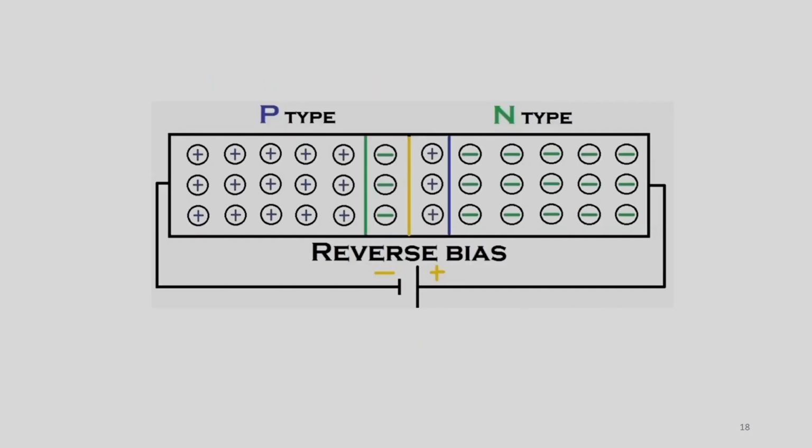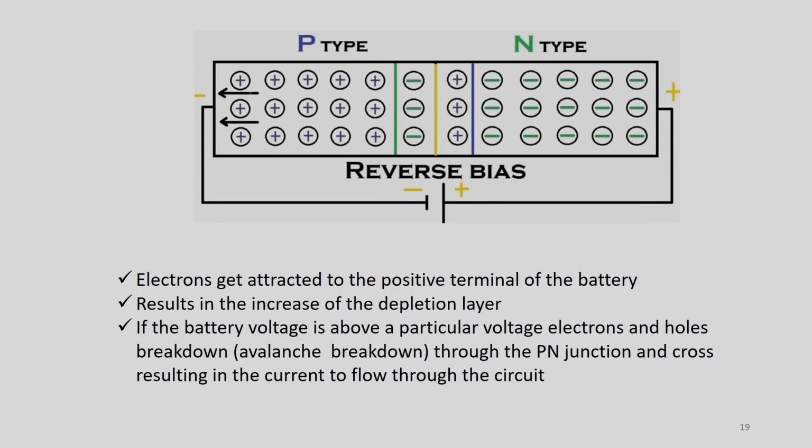Now, in case of reverse bias, what happens? The negative terminal of the battery is connected to the positive side and the positive terminal of the battery is connected to the negative side. So this will repel. Because of this repulsion, it extends the depletion region. So it is now very difficult for electrons to move from the n side to the p side and for holes to move from the p side to the n side. Electrons get attracted to the positive terminal of the battery, which results in an increase in the depletion layer.